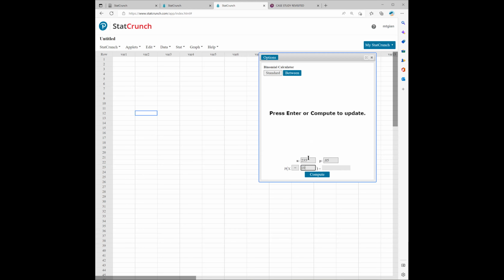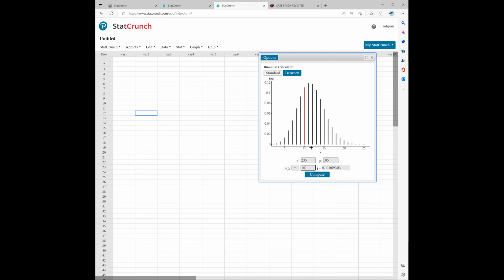So once you've got the number of trials, the probability, the type of equality or inequality, and the number of successes that you're interested in, then you can go ahead and just hit enter or compute. And so this gives us the probability is around 11%, 0.11. So the probability that 235 bikes are stolen and exactly 10 of them are returned is about 11%.